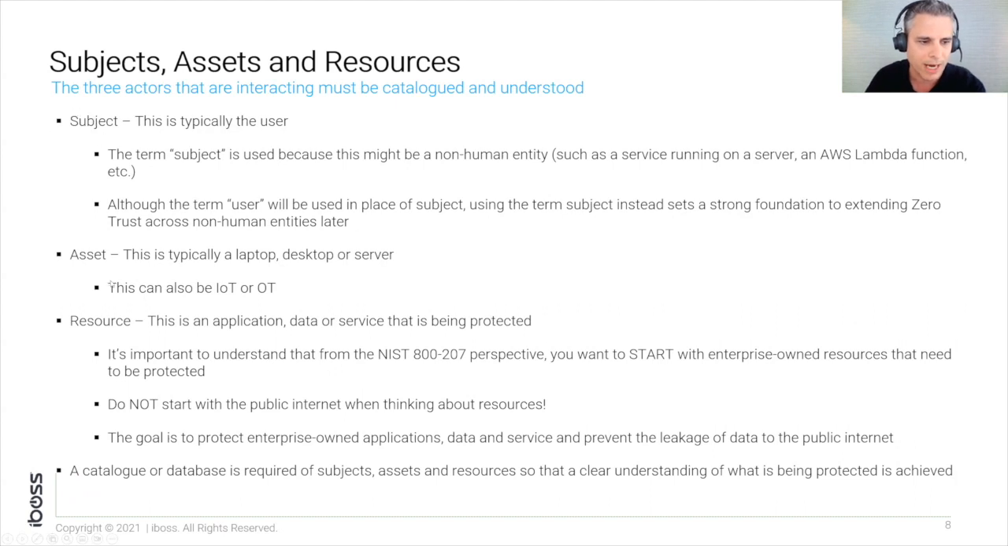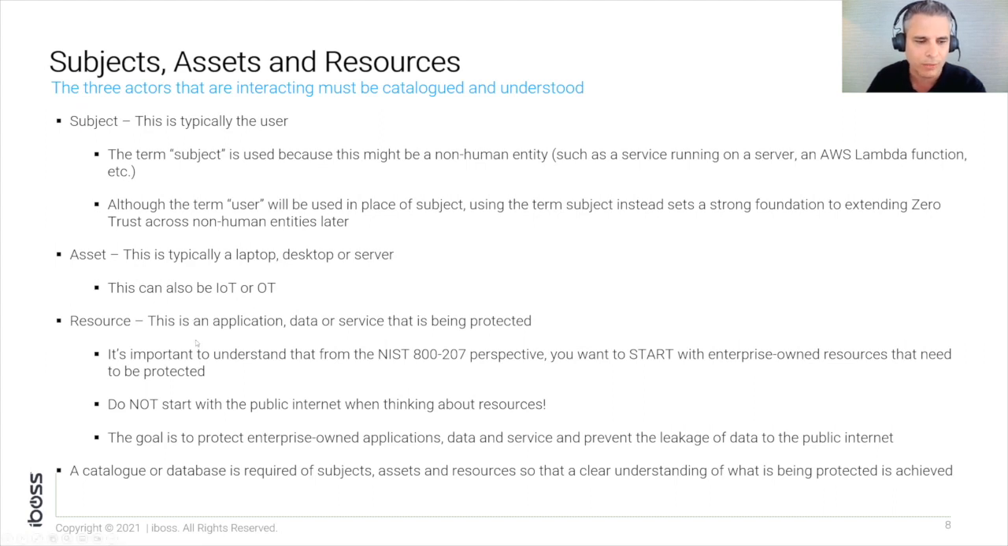They use the words subject, asset, and resource for the three things that are interacting. Subject is typically a user, but the reason the word subject is used is that you should think of AWS Lambda functions, non-human entities, OT, IoT, because this is the identity that wants to access the protected resource. The asset is typically a laptop, but it could be a server. Again, it could be OT infrastructure. But this is also the side of the equation that wants to access the protected resource. And then the third is the resource that you're protecting itself.